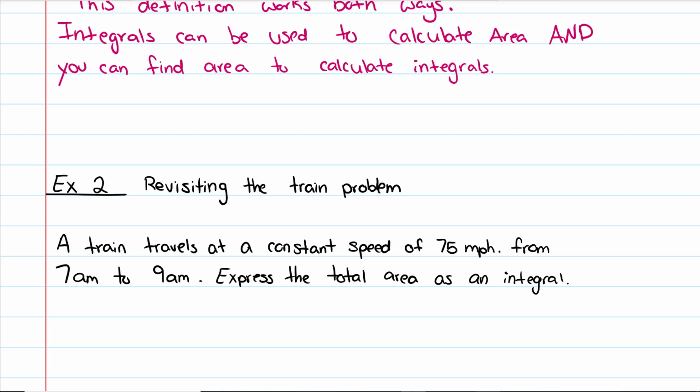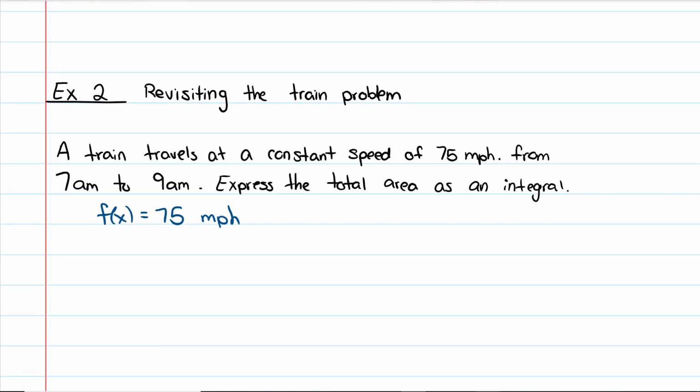Now remember back from that problem that the equation was f of x equals 75 miles per hour. So the starting point of the integral was 7 a.m. and the ending point was 9 a.m. And remember that an integral is from a to b of f of x dx. So my f of x is going to be 75 miles per hour.